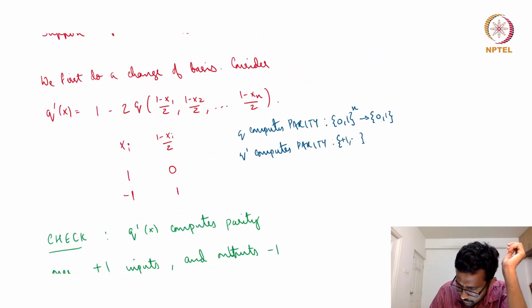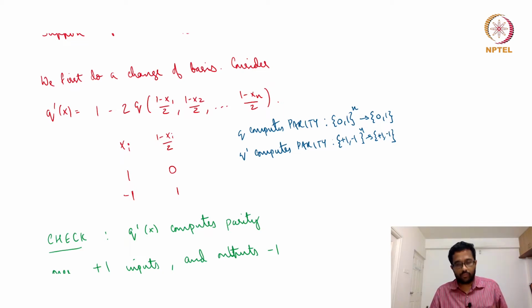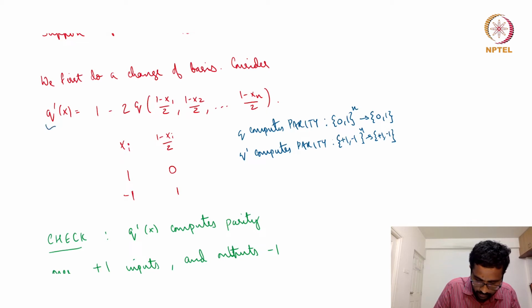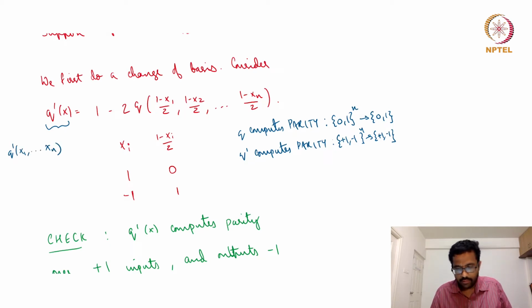Just to be consistent, plus 1 minus 1 power n. Okay, so suppose the input of Q, or sorry, Q prime, takes as input x1 up to xn, right? And think of x1 etc. as coming from plus minus 1, not 0, 1.